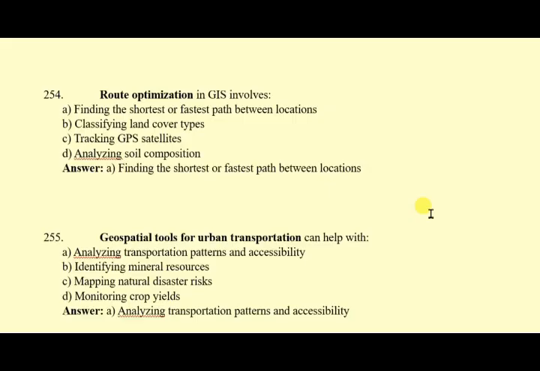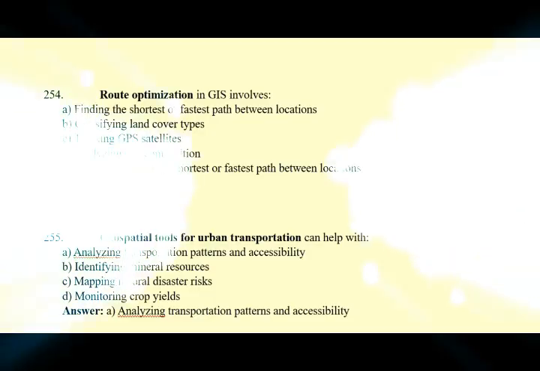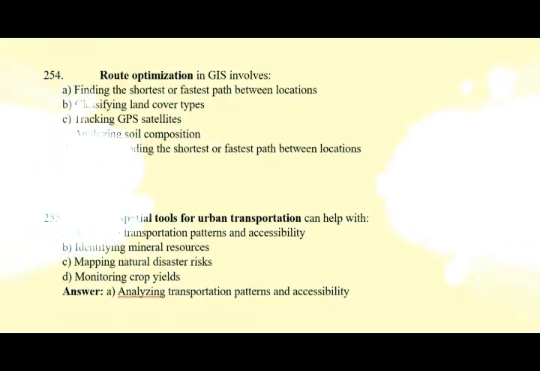Question 254. Route optimization in GIS involves finding the shortest or farthest path between locations, classifying land cover types, tracking GPS satellites, analyzing soil composition. Here the correct answer will be finding the shortest or farthest path between locations.